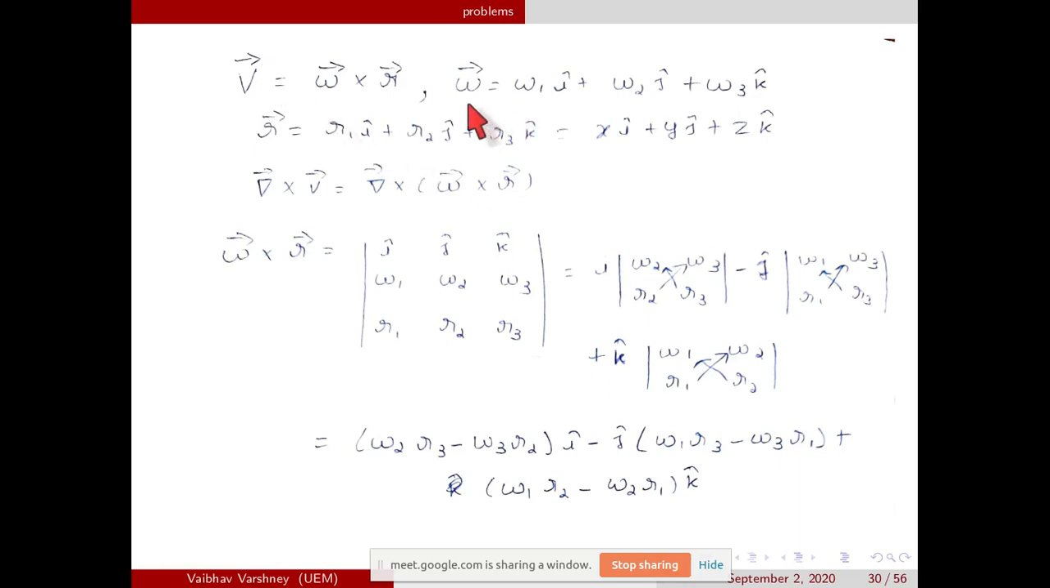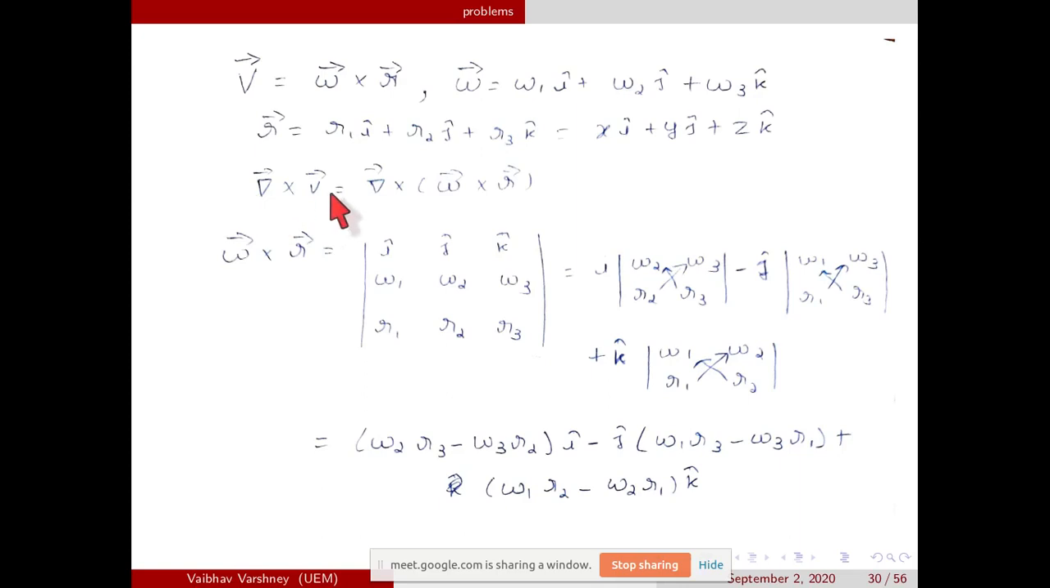See, V is equal to omega cross R, which we have to calculate. Omega is equal to omega 1 i plus omega 2 j plus omega 3 k cap. R is r1 i, r2 j, r3 k, and we can write it as x i plus y j plus z k. Wherever you find this R vector, you can directly use x i, y j and z k. Okay.